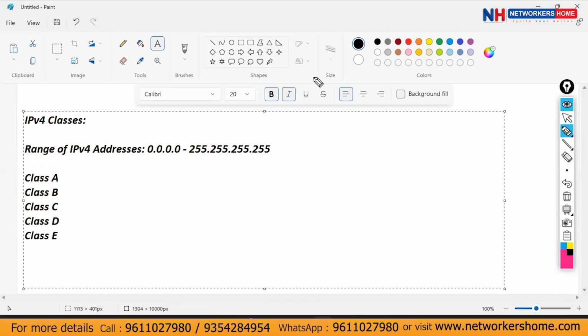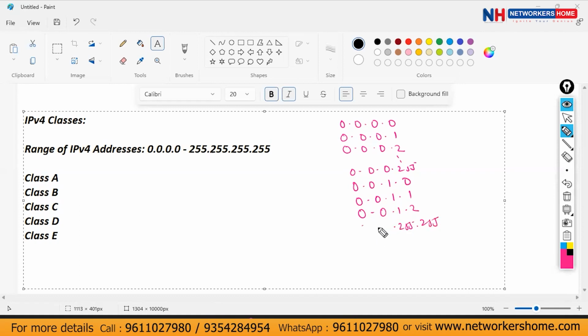Means the range starts like this. The first address would be 0.0.0.0, the second address would be 0.0.0.1, then 0.0.0.2. And when it reaches 255, your next octet is going to start changing: 0.0.1.0, 0.0.1.1, 0.0.1.2, like this, until it gets to 0.0.1.255. After that, your third octet is going to change, and all the things are going to repeat, like 0.1.255.255, then it will start with 0.2. And there will be a time when it is 0.255.255.255, and after that it is going to start with 1.0.0.0. This is how this range has around 4.3 billion addresses.